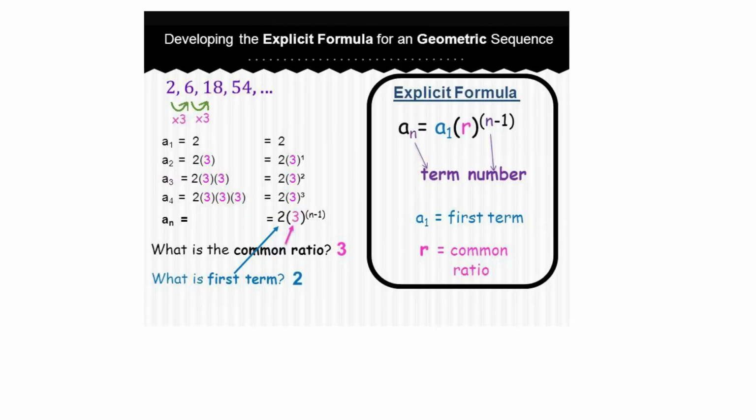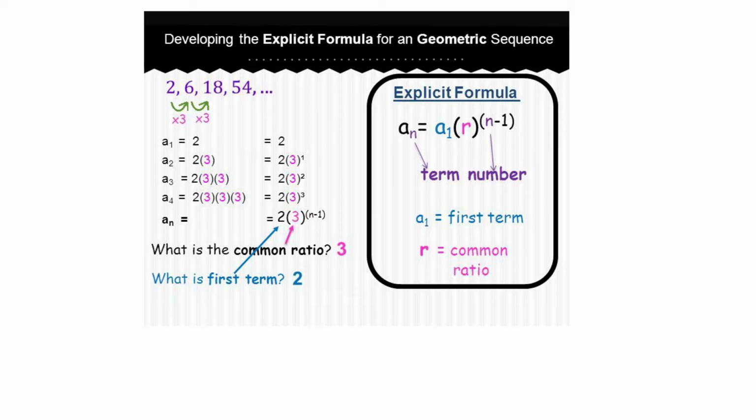To develop an explicit formula for a geometric sequence, you first have to figure out what the common ratio is. In 2, 6, 18, 54, each term is being multiplied by the same number, which is 3. The first term is 2, and then 2 times 3 is 6, 2 times 3 times 3 is 18, 2 times 3 times 3 times 3 is 54, etc.